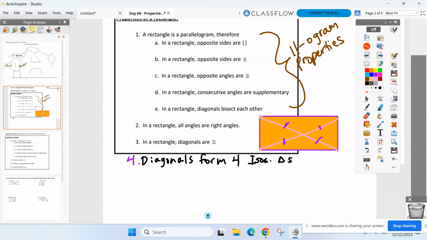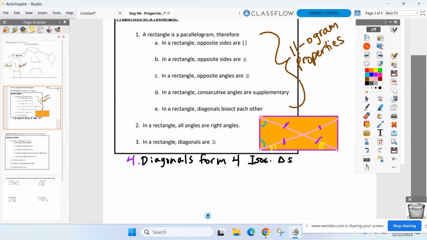Why is that good to know going forward? Because what do we know is across from those congruent sides? Right here, right? So these angles would be congruent. These angles right here would be congruent. All right, so remember that in a rectangle, they form 4 isosceles triangles.